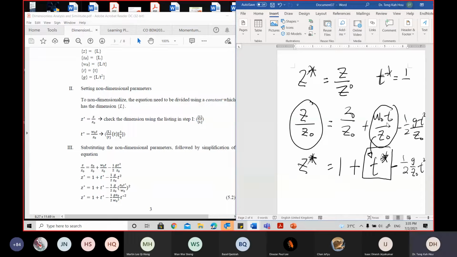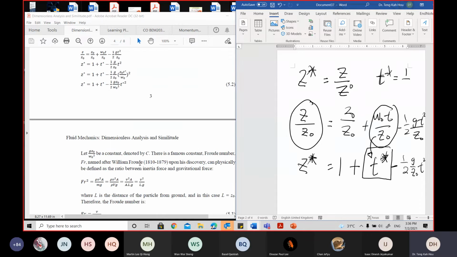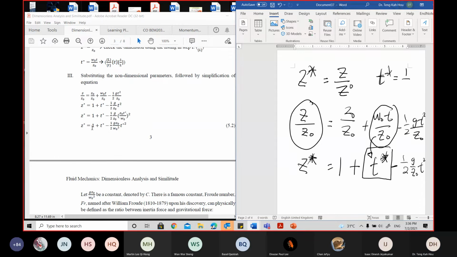Okay, so from there, you can convert all these complicated terms, like g t squared over z0, to become t star. Do you know how to do that? You substitute your t squared with t star z0 over w0, and then you square the things. So for your final equation, you can get this format. So this is your dimensionless equation. Can you follow me, class?